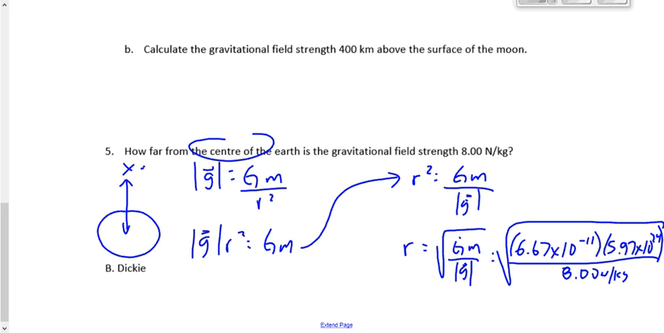Can we do the math on that one? And it works out to be 7.06 times 10 to the 6 meters. We don't have to do anything with the radius of the Earth here. We don't have to add it. We don't have to subtract it here.